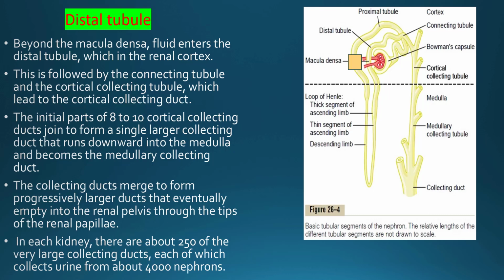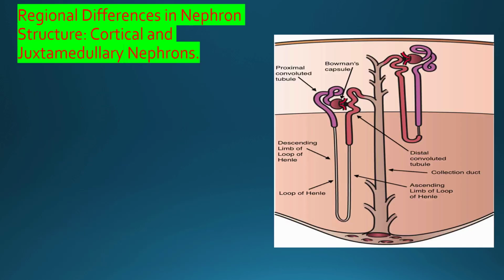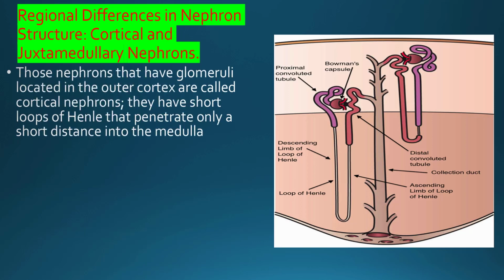In each kidney there are about 250 of the very large collecting ducts, each of which collects urine from about 4,000 nephrons. Regional differences in nephron structure: cortical and juxtamedullary nephrons. Those nephrons that have glomeruli located in the outer cortex are called cortical nephrons.